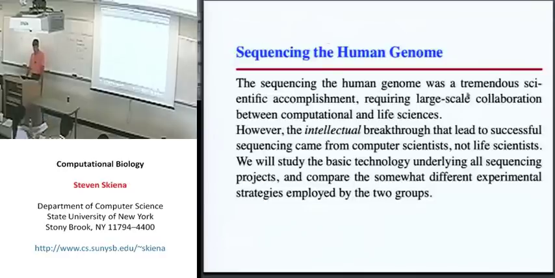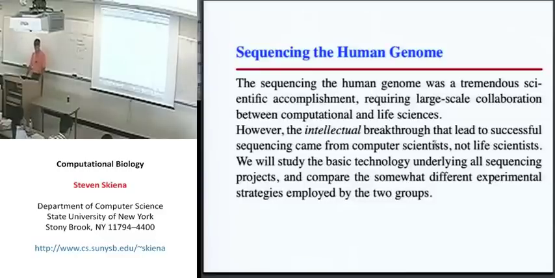Everybody knows that the human genome was sequenced. There was a time when there was a tremendous race to be the first to sequence the human genome. It wasn't a person, it was the first group, because there were huge projects to read the 3 billion bases of a human. These were big projects, but what I believe quite firmly is that the intellectual idea of how you sequence the human genome really came from the computer scientists.